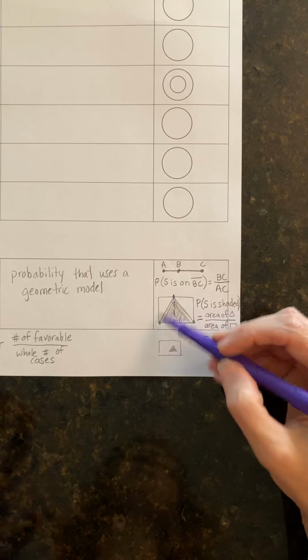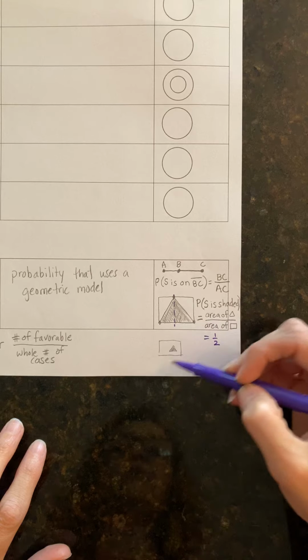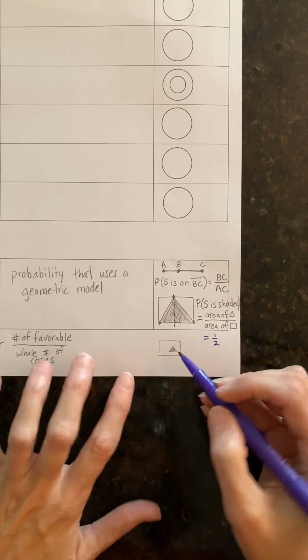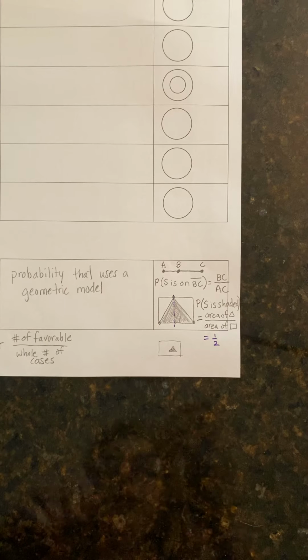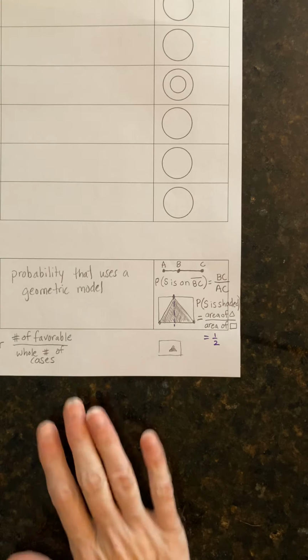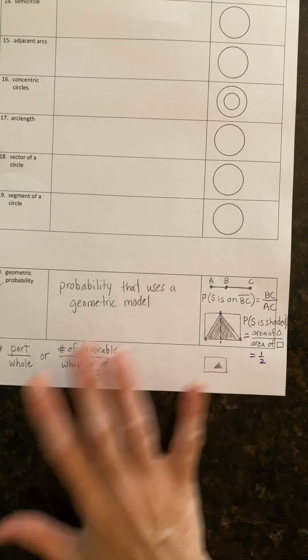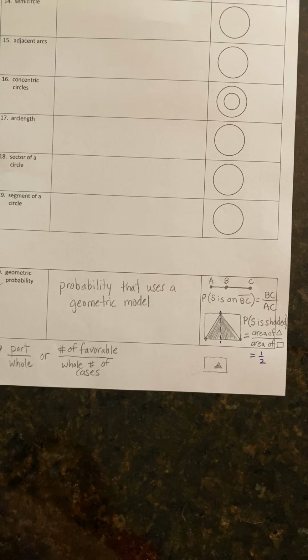Some problems can be divided like that. A problem like this could not be done that way. You would have to actually calculate the area of the triangle and calculate the area of the rectangle. So that is what geometric probability is.